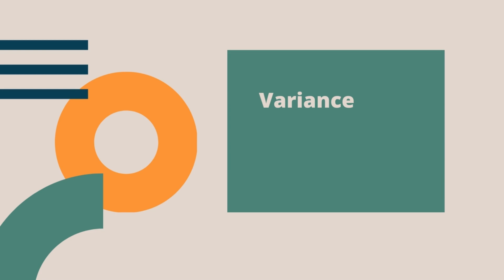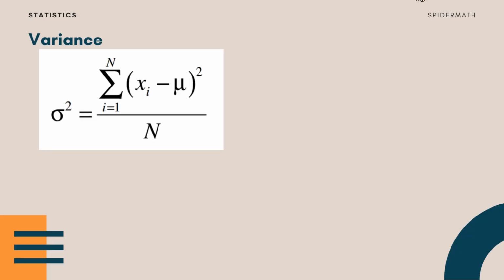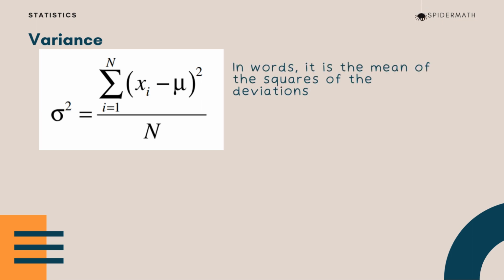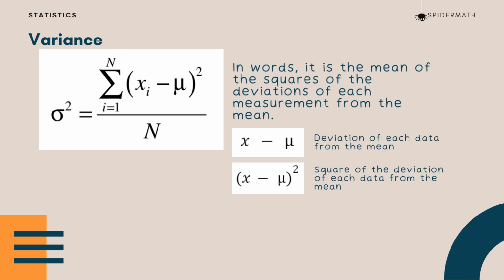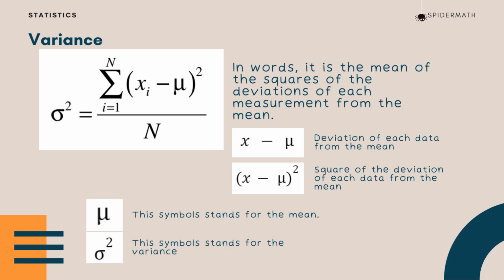Calculating the variance is more complex. Here is the formula in finding the variance. In words, it is the mean of the squares of the deviations of each measurement from the mean. Deviation refers to the distance from the mean. This symbol is called mu and it stands for the mean. This symbol can be read as sigma squared, which stands for the variance.